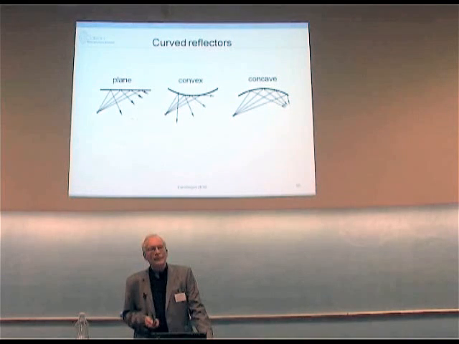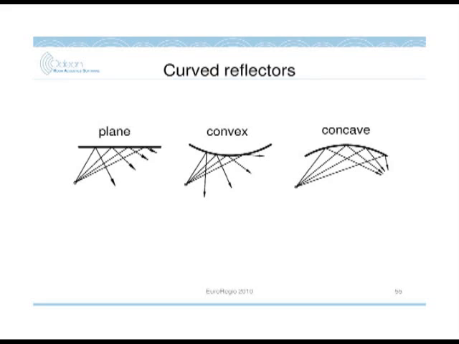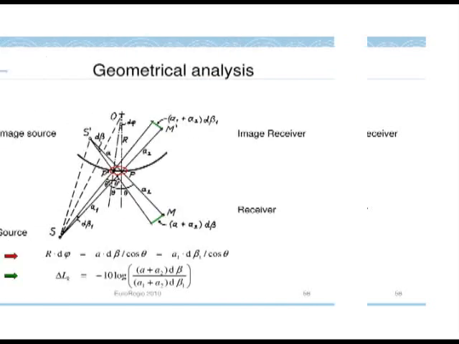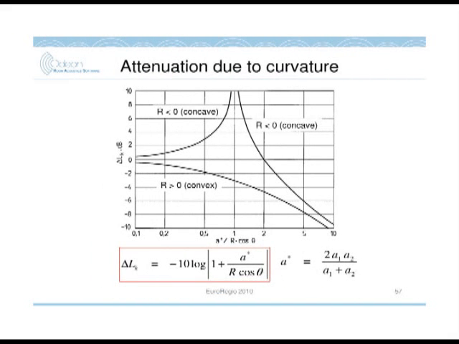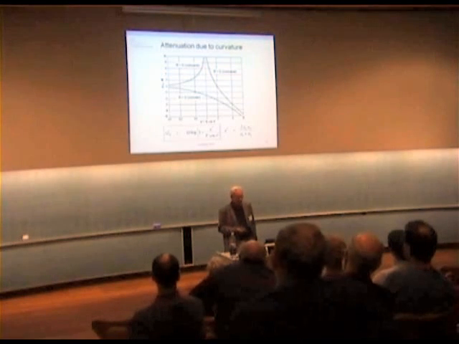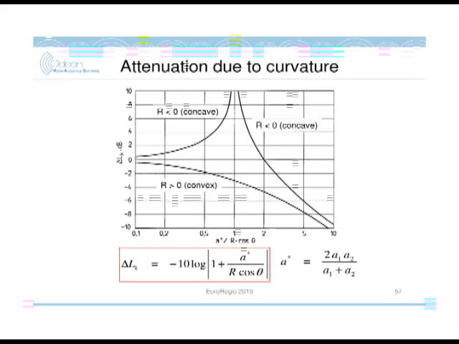Curved reflectors are particularly interesting because they have the ability to scatter the sound or to focus the sound, depending on whether they're convex or concave. And a simple geometrical analysis of this has led to an equation which is shown here. It can show that the attenuation due to curvature of the surface depends on the radius of curvature r, of course. It depends on the characteristic distance, again, the same as before, involving the distance to the source and to the receiver. And then the angle of incidence, theta, is included.